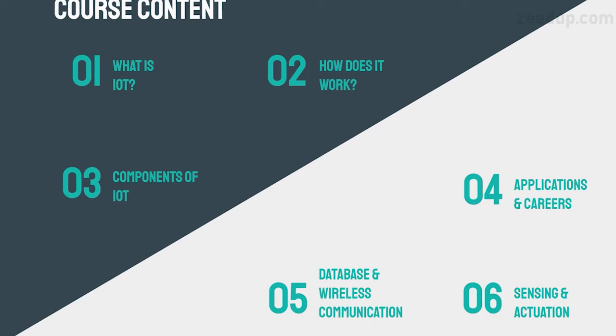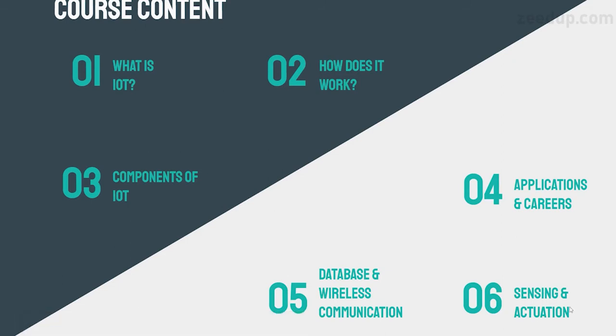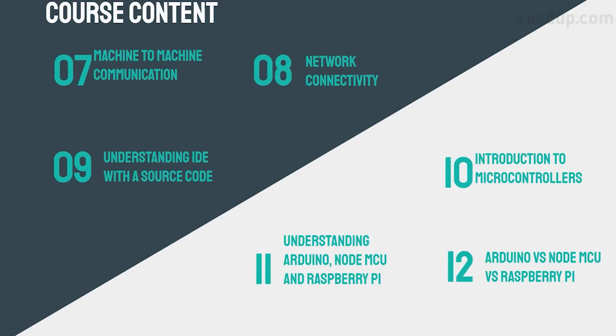And in lecture 6, we will learn about the actual sensing and actuation. This is going to be really interesting. And in the 7th lecture, we will learn about machine-to-machine communication. Again, the engaging part of this lecture is M2M communication, also called machine-to-machine communication. There is no need for a human interface. We will understand how.